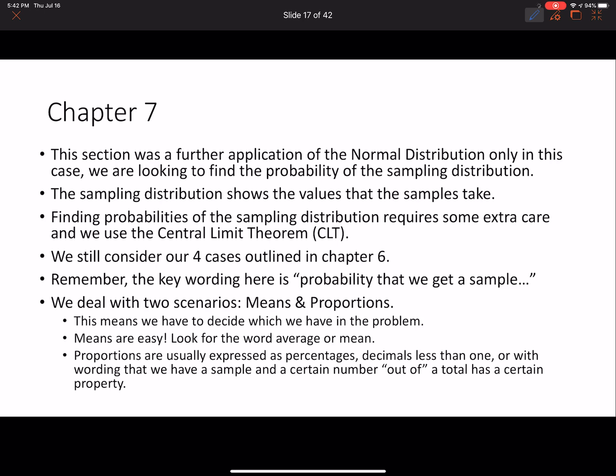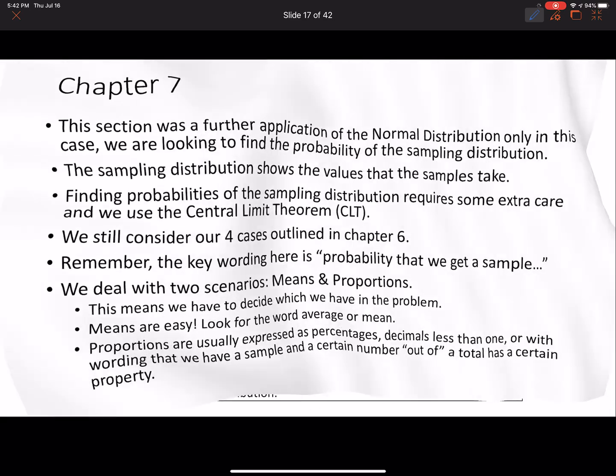And the key wording here was the probability that we get a sample, right, that does something, either sample proportion or sample mean. Those are the 2 contexts that we look at, and we've got some formulas that we have to use. If you guys remember, we did have a homework assignment in which I gave you some problems to tell the difference between chapter 6 and chapter 7 problems. So make sure you go back and take a look at that as well.